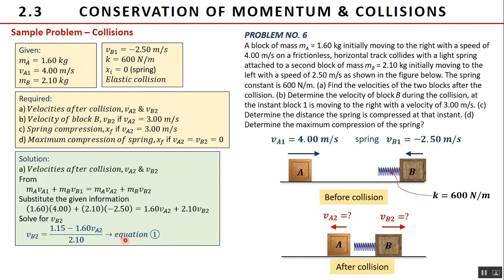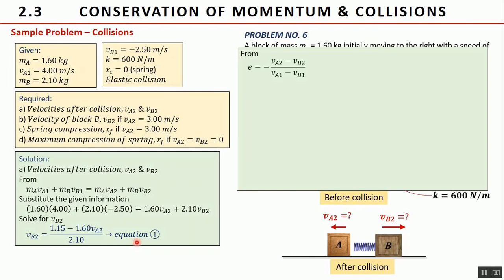Don't worry, we label this as our equation 1. Now, we begin to construct our second equation. We will use this equation of coefficient of restitution as our second equation. Then we substitute known quantities. For the value of e, since the type of collision is elastic, its value is 1.